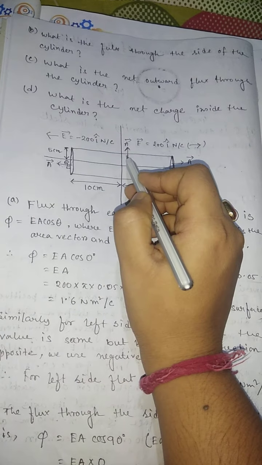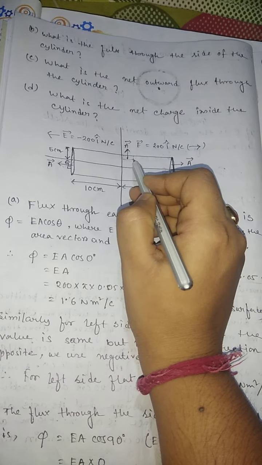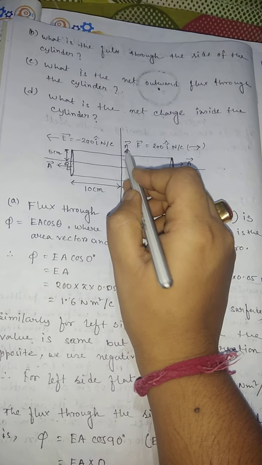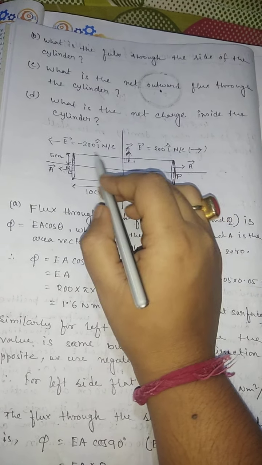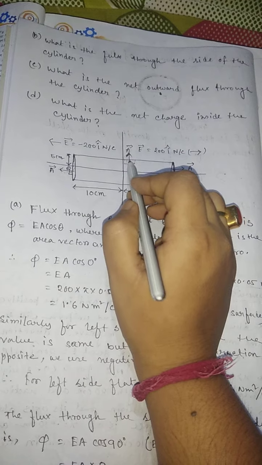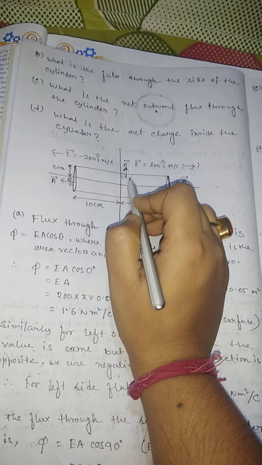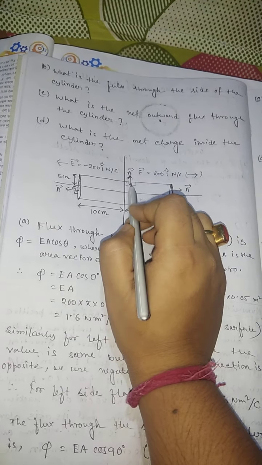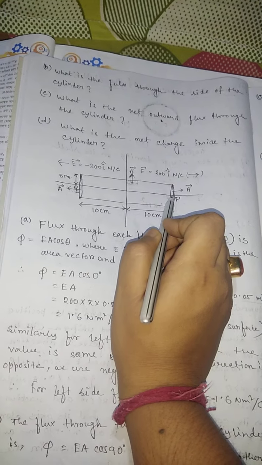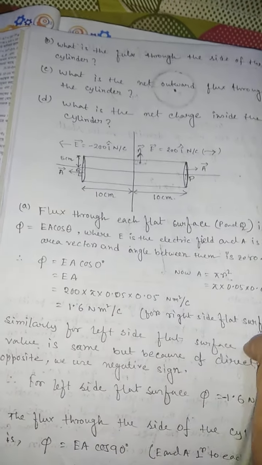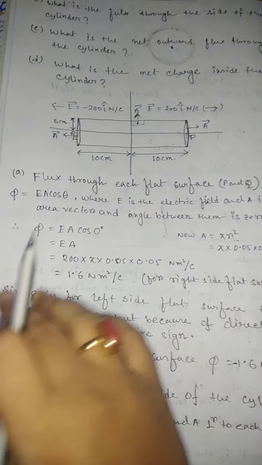But for the curved surface, the area vector is perpendicular to the surface. So on the curved surface, the area vector and the electric field vector are perpendicular to each other, so theta equals 90 degrees. For flat surfaces, theta equals 0 degrees. On the curved surface, theta equals 90 degrees. Now let's solve one by one.